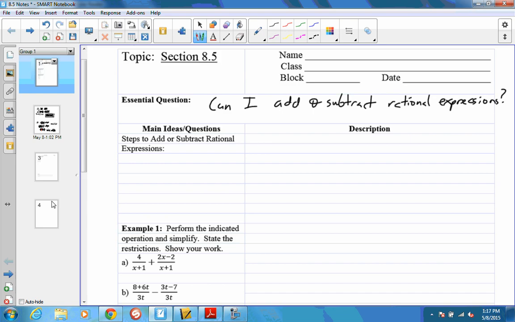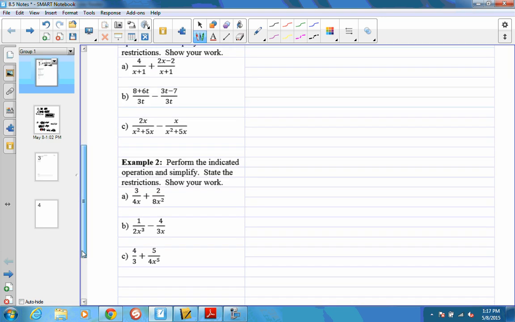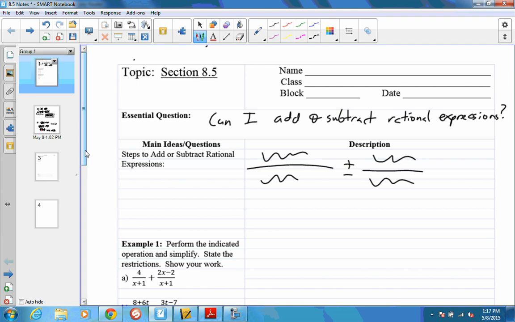Alright. Can I add and subtract rational expressions? Steps to adding and subtracting. Guys, at the heart of rational expressions, don't I have just a thing over a thing? And then this will be plus or minus, right? Just a thing over a thing. That's what I'll have if you look down here. Is this just adding and subtracting fractions? What's the one thing I need to add and subtract fractions? A common denominator.